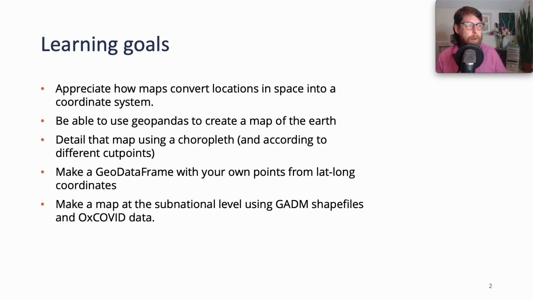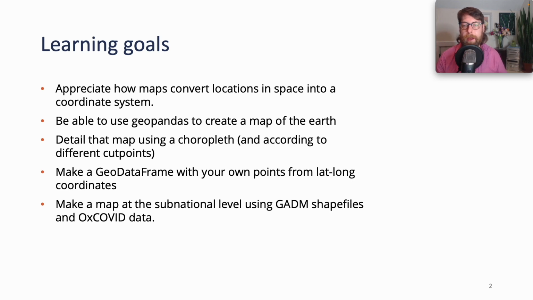We're going to appreciate how maps can convert locations in space into a coordinate system. We're going to see how to use GeoPandas to create a map of the Earth. We're going to detail that map using a choropleth, which is a really popular type of mapping visualization where different areas, or usually in this case countries, will be colored slightly differently. We're going to make a GeoDataFrame with our own points, which is, we're really just going to use one point, but we're going to show how that can be done so that you can think about how to make your own GeoDataFrames rather than just use ones that are available.